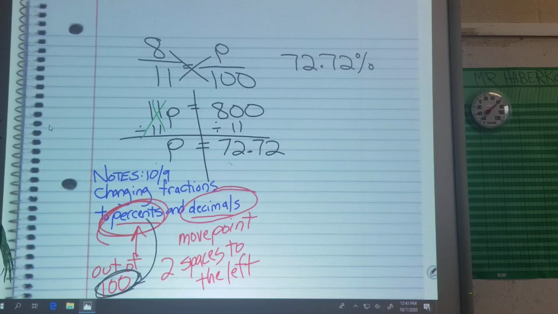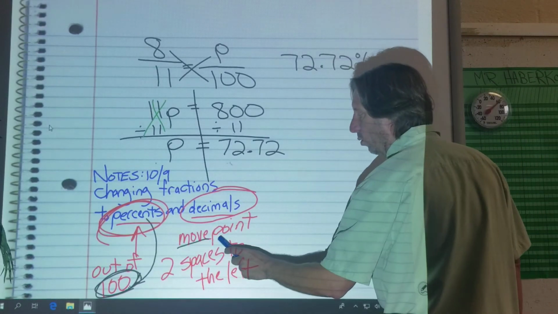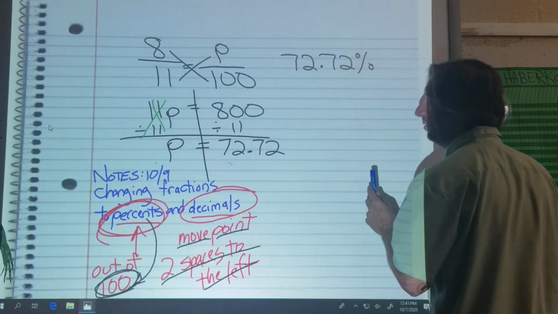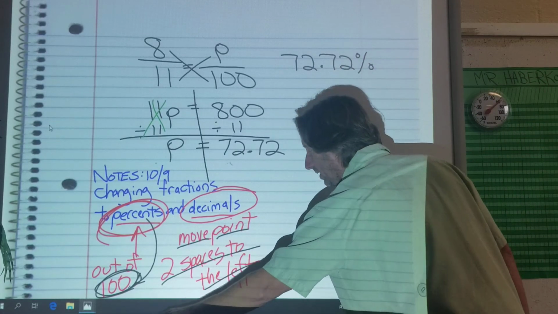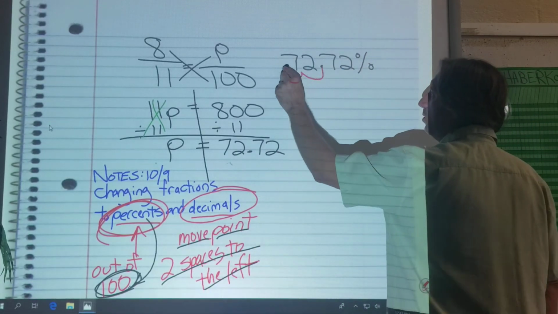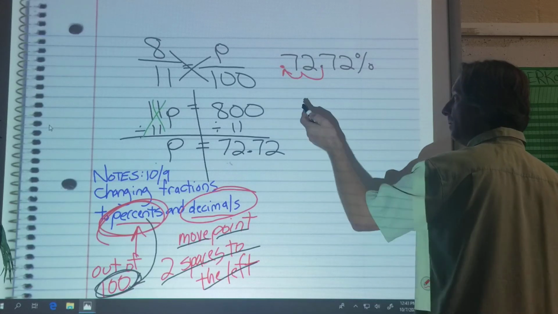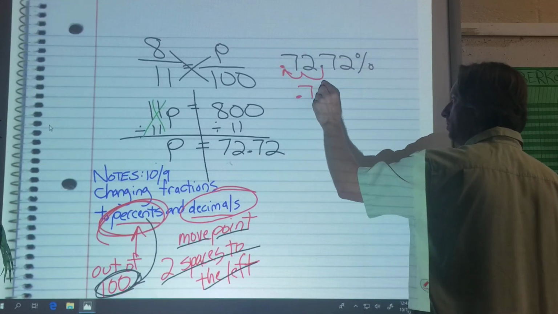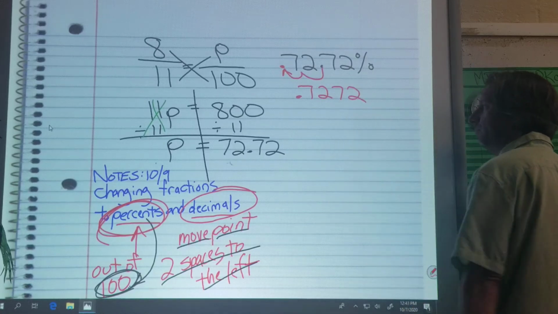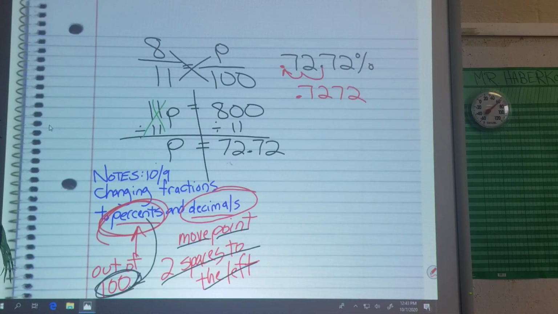Now to change it to the decimal, move the point 2 spaces to the left. Easy, easy peasy. 1, 2. So my decimal is 0.7272. And that's all there is to it.